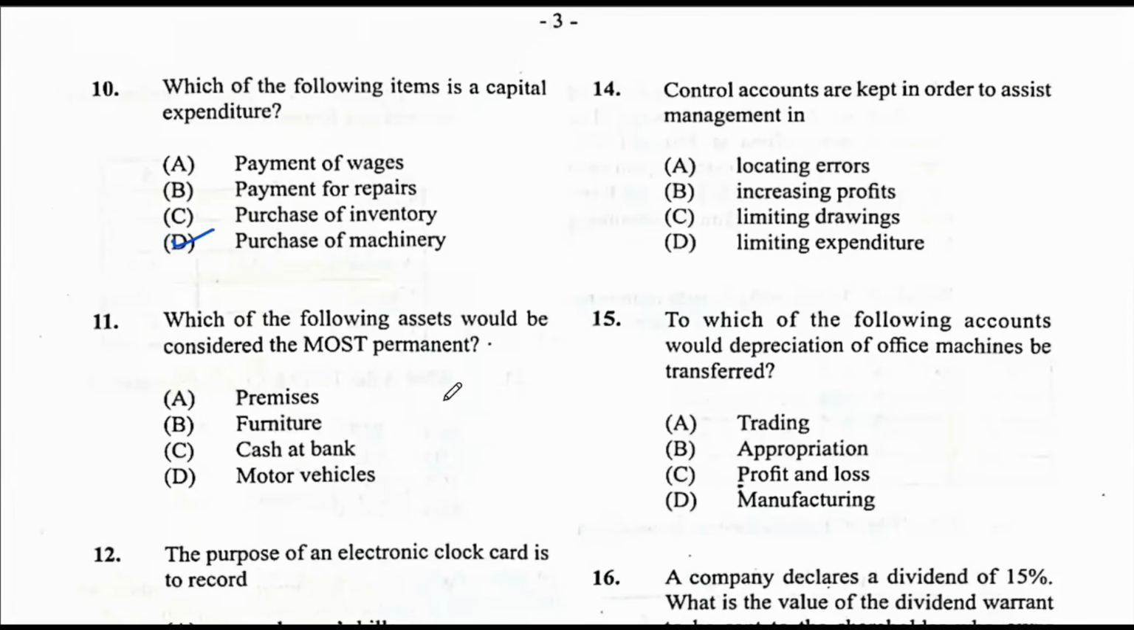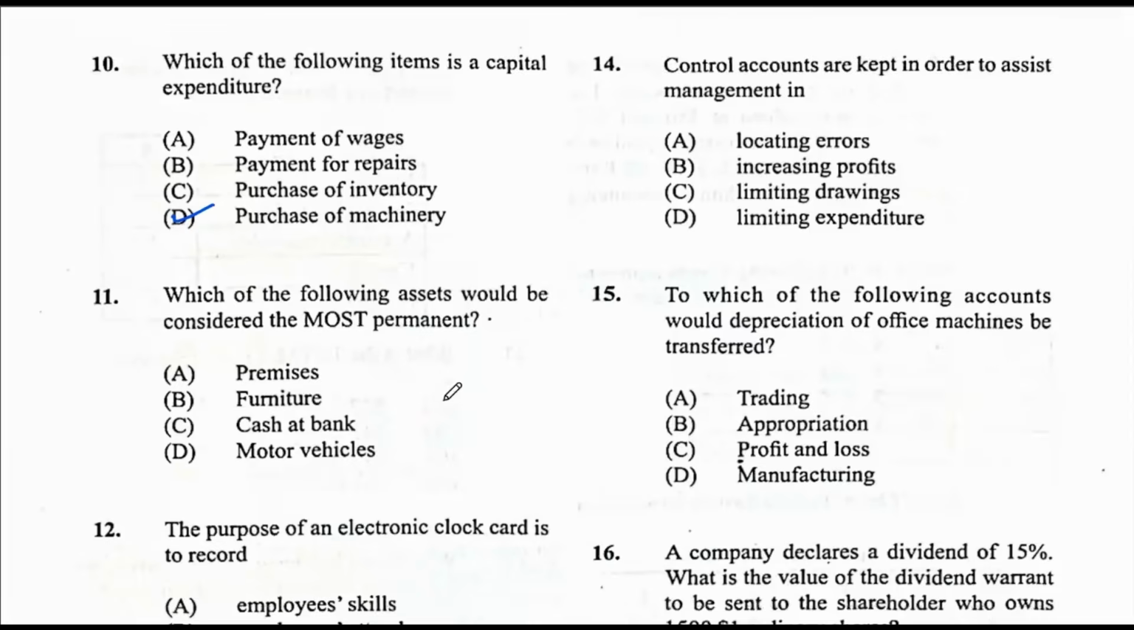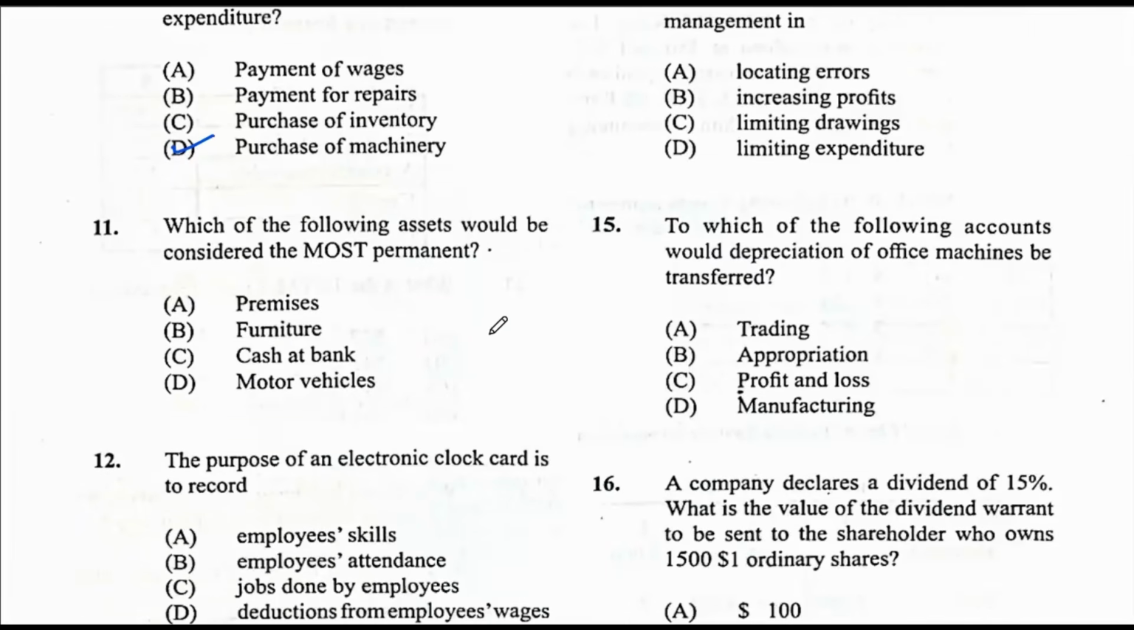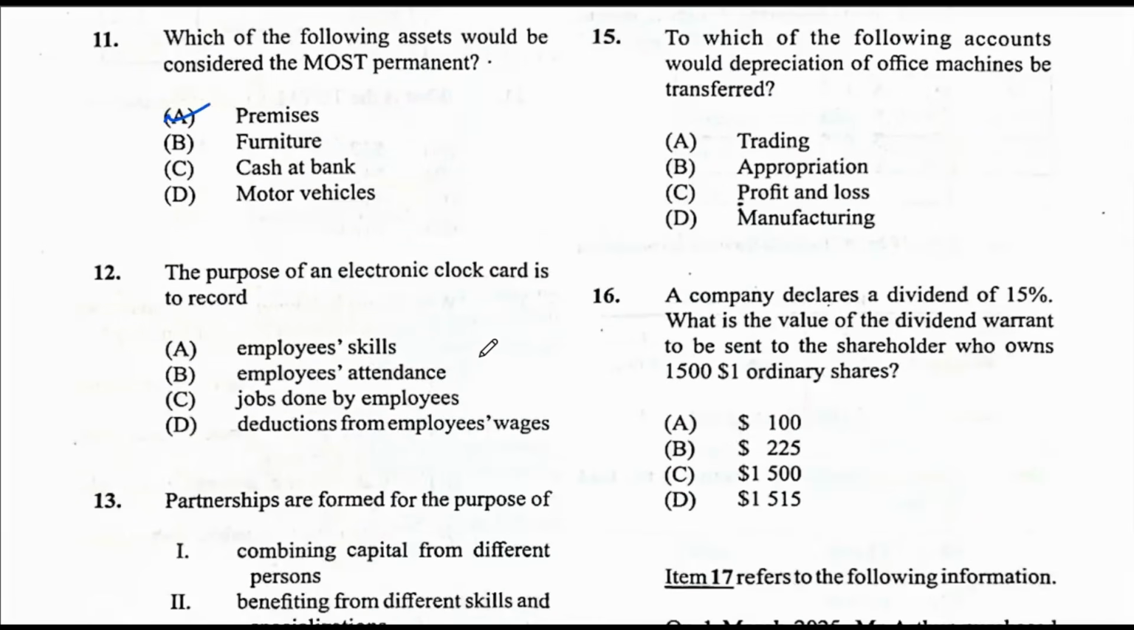Question 11. Which of the following assets will be considered most permanent? Well, most permanent should in fact be A, premises. The purpose of an electronic clock card is to record. Well, clock card will be used in your payroll department, guys. So you use a clock card to actually measure employees' attendance. Answer is B.